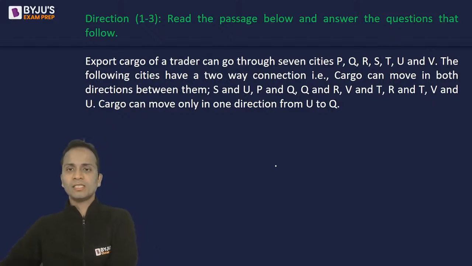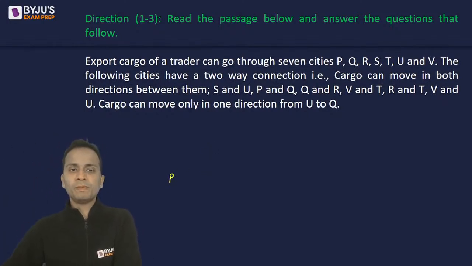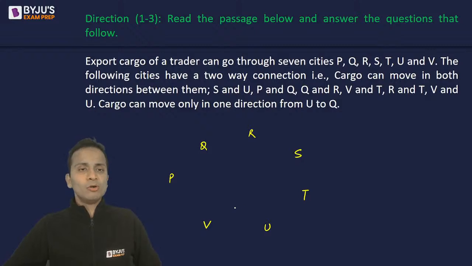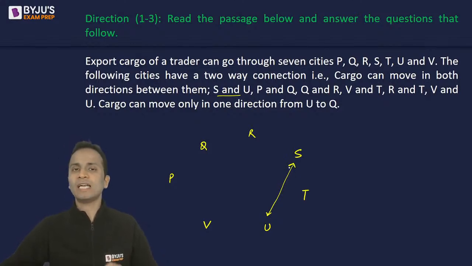So let's quickly do that. Since we are given 7 cities, it will be better if you draw these 7 cities in a circle. So P, Q, R, S, T, U, and V. Now, looking at two-way connections, the first one is between S and U. So I'll draw a straight line between them and then put arrows on both sides. That shows that it is a bidirectional route, that means cargo can go in both the directions.